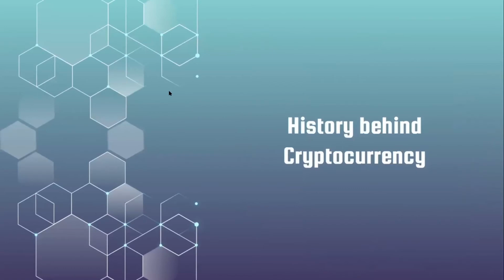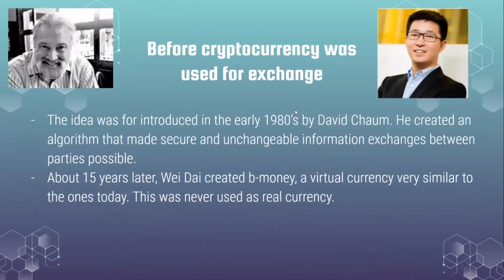So now let's get into the history behind cryptocurrencies. The idea for cryptocurrency was introduced in the early 1980s by David Chaum. He created algorithms that made secure and unchangeable information exchanges between parties possible. About 15 years later, Wei Dai created B Money, a virtual currency similar to the ones today. However, this one was never really used as a real currency.